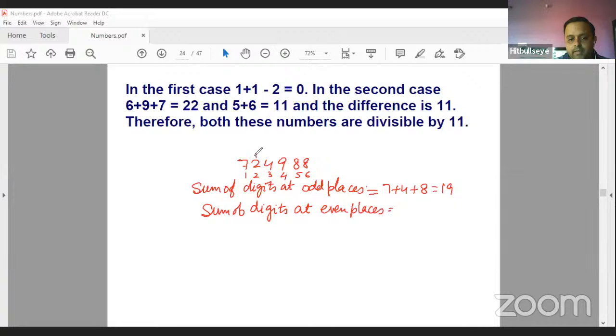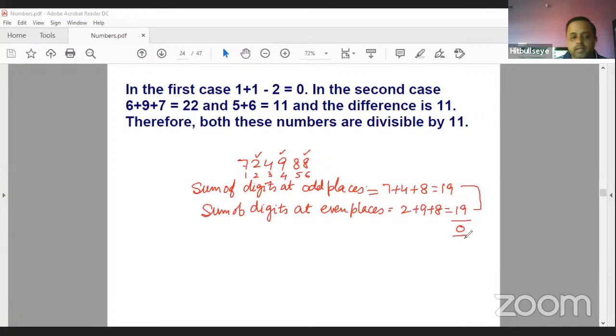The even places: the second place, which is 2. The fourth place, which is 9. And after that, the sixth place, which is 8. The sum is 19 again. Now, after that, find the difference of these two sums. The difference comes out to be 0 here.